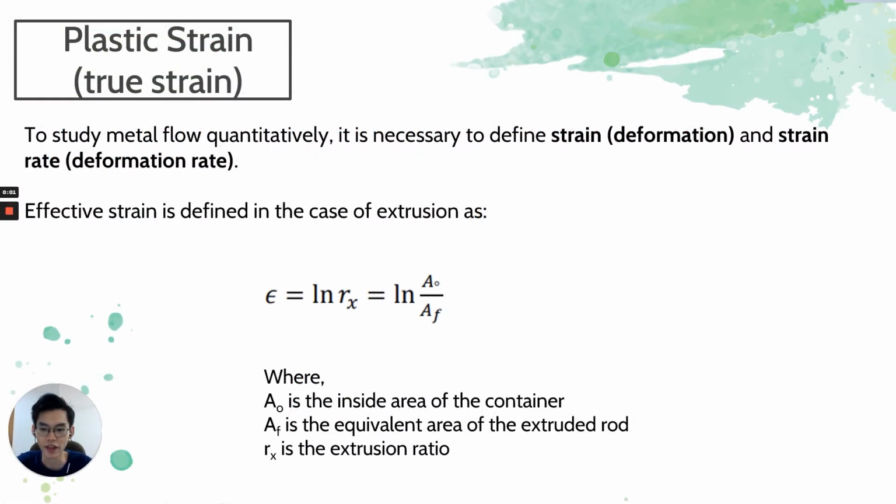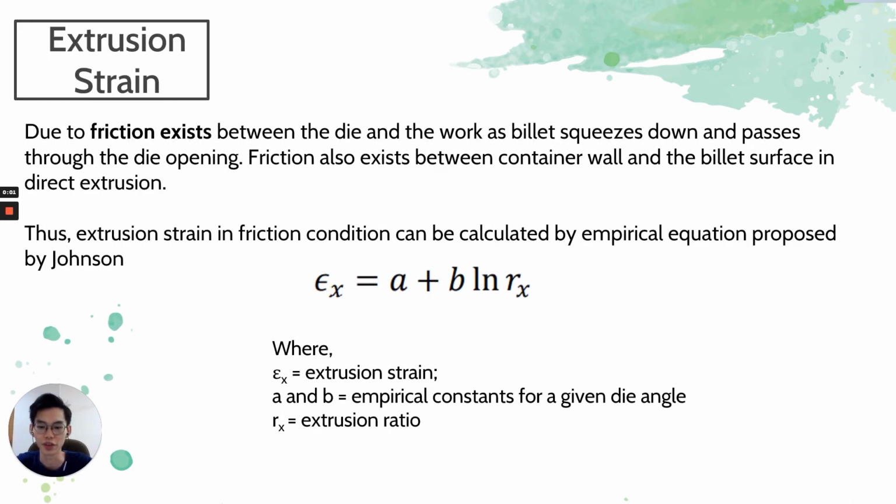The effective strain or true strain can be derived as ln Rx, where Rx equals the ratio of A0 to AF, where A0 is the inside area of the container and AF is the area of the extruded rod. The extrusion strain in the friction condition can be calculated by the empirical equation proposed by Johnson, which is equal to A plus B ln Rx, where epsilon x is the extrusion strain, A and B are the empirical constants for a given die angle, and Rx is the extrusion ratio.